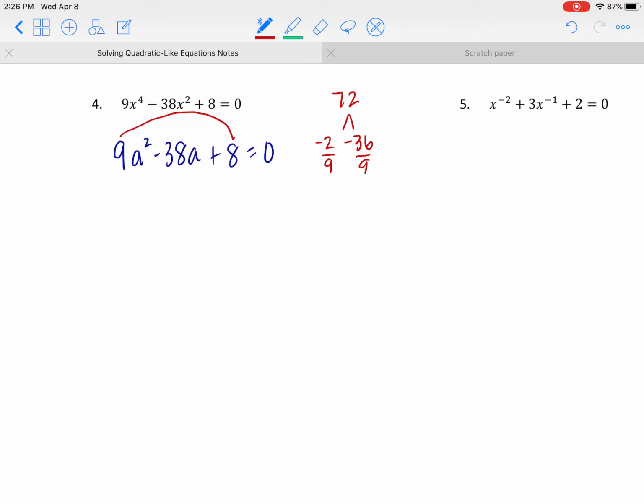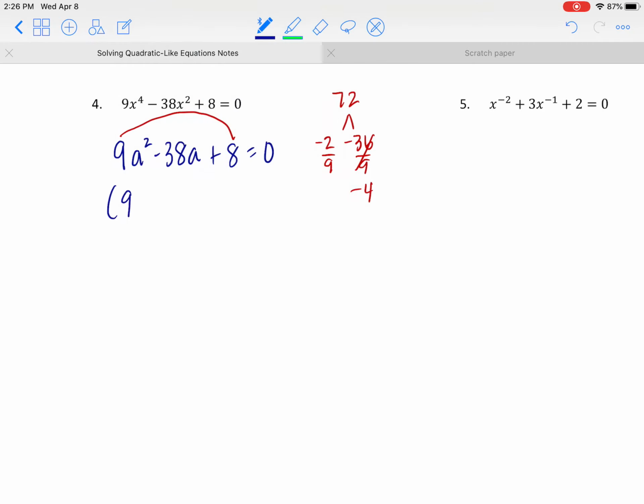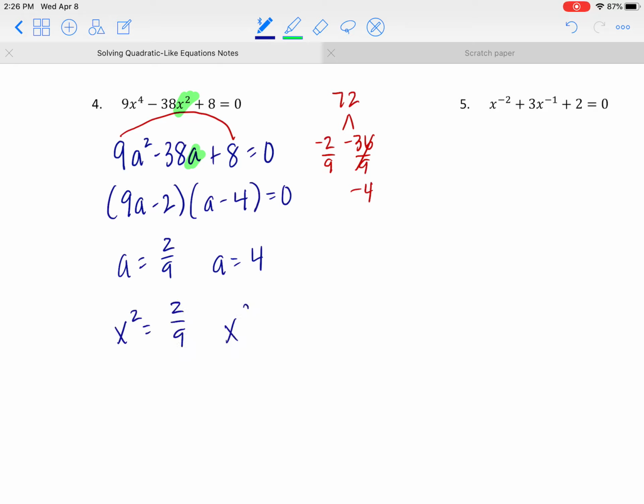Factors that make 38. Let's see. How we're going to get a 38 out of that. Oh, 2 goes into 72 36 times. Let's make those both negative. Now remember, when our leading coefficient isn't a 1, we have to divide. So this is going to factor into 9a minus 2 and a minus 4 equal to 0. So that means a is going to equal 2/9 and a is going to equal positive 4.